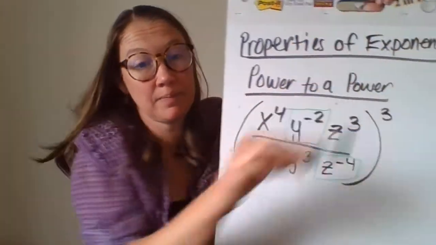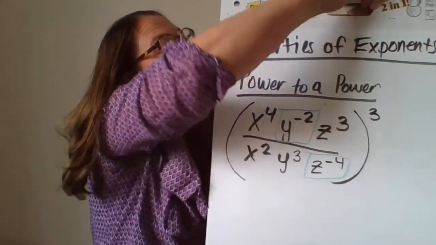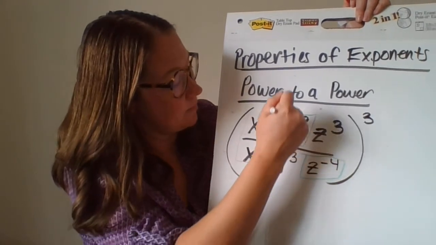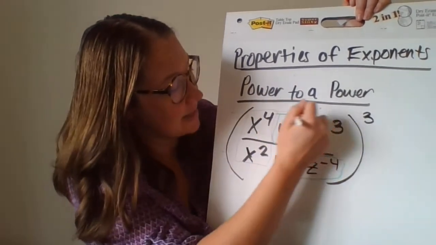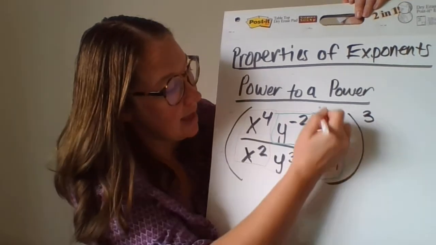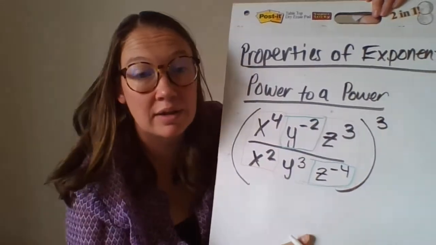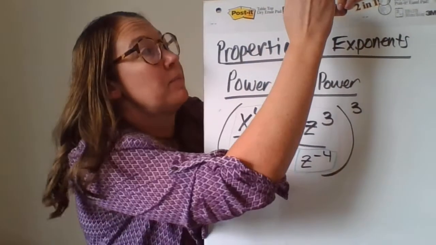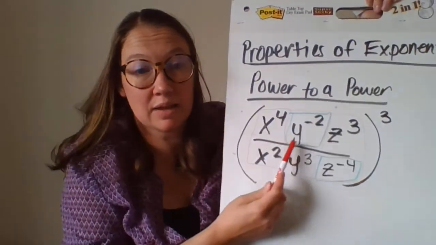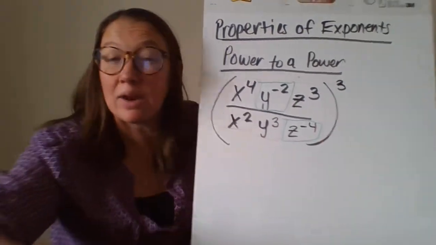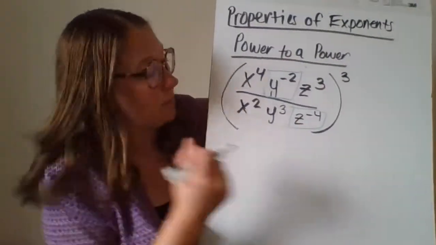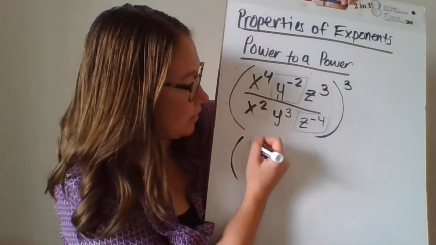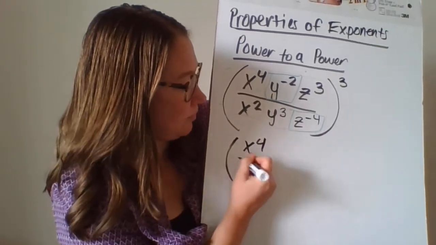And then I see x's that need to be simplified. I see y's that need to be simplified. And I see z's that need to be simplified. That's a whole lot of stuff to do before you can even answer the problem. So let's start with those negatives. If I'm going to rewrite this, and I don't want any negatives back in my problem anymore, this x to the fourth and this x to the second are just going to stay the way they are for now.